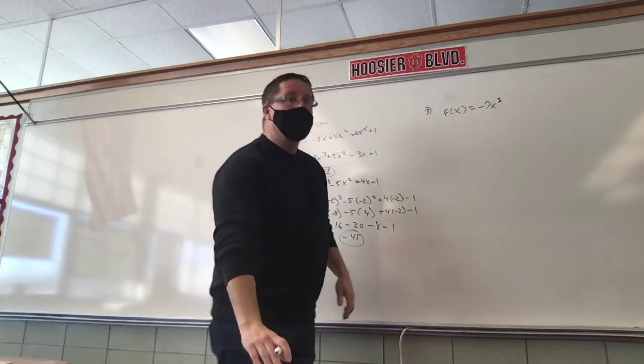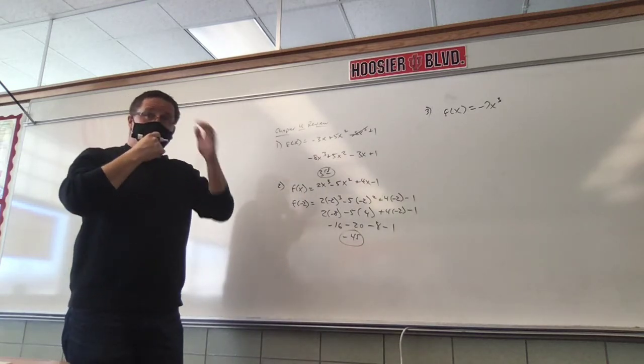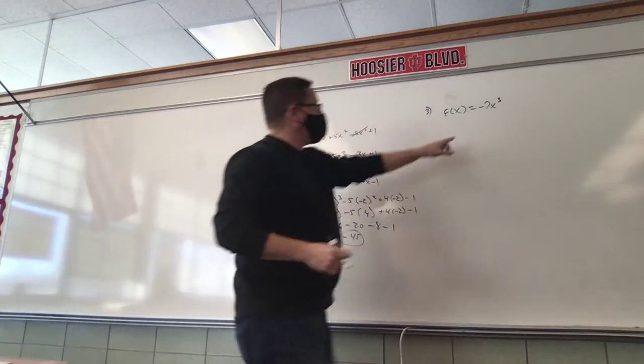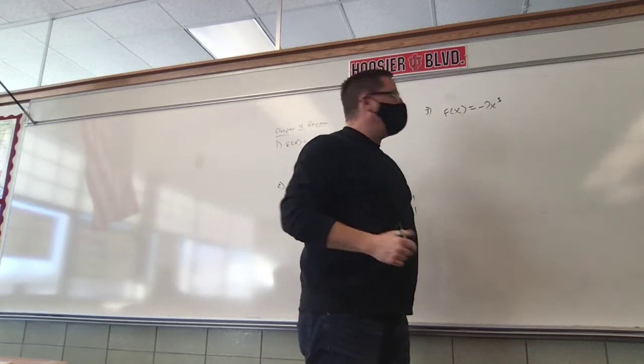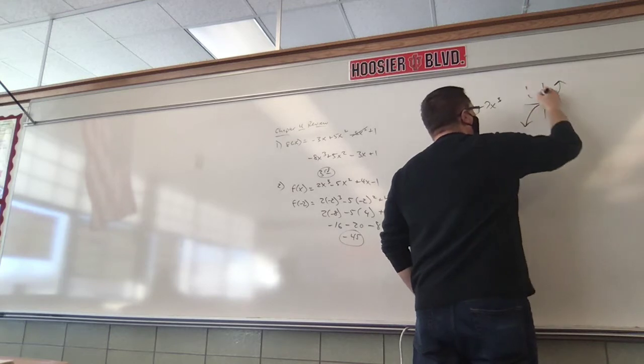So, does this sort of look like a parabola if it was negative 7x to the third? Does it kind of look like a parabola or not? No. Why? It's odd. The power's odd. So, it doesn't look like a parabola. Either goes sort of like this or sort of like that.